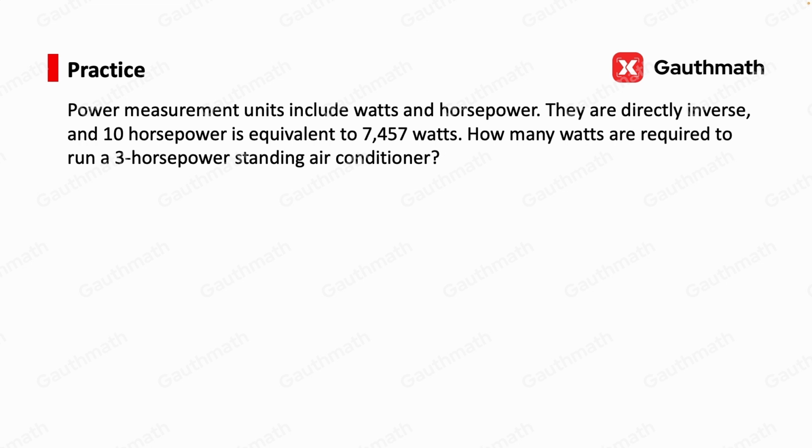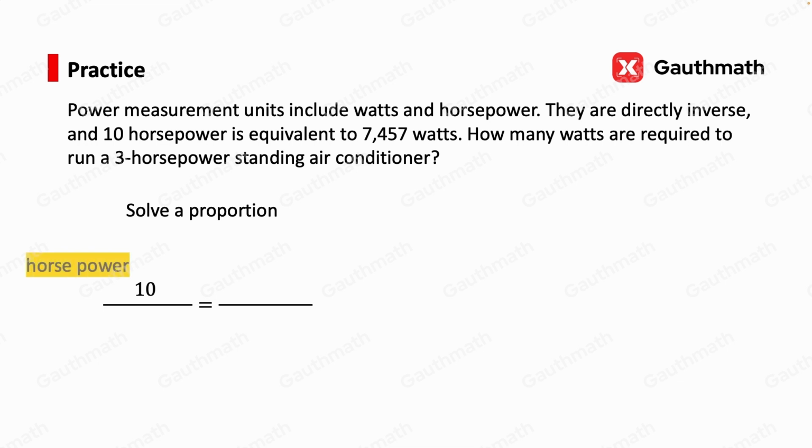Okay, so they are directly proportional. So we can do this question by solving a proportion as well. So form the proportion. On the left side of the equal sign, that's 10 horsepower, 7,457 watts. Okay, that's the ratio. Then on the right side of the equation, that's 3 horsepower AC air conditioner. And we want to find out how many watts are equivalent.